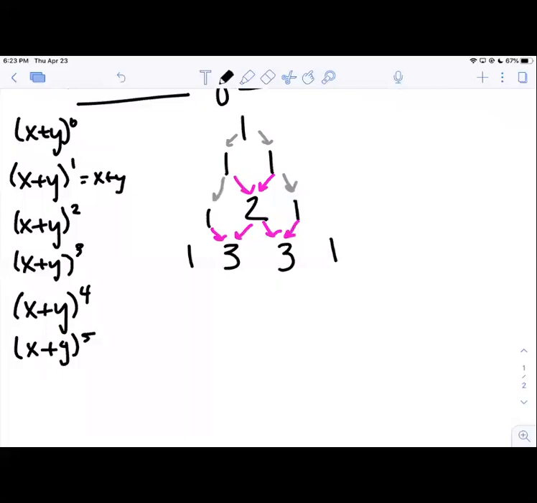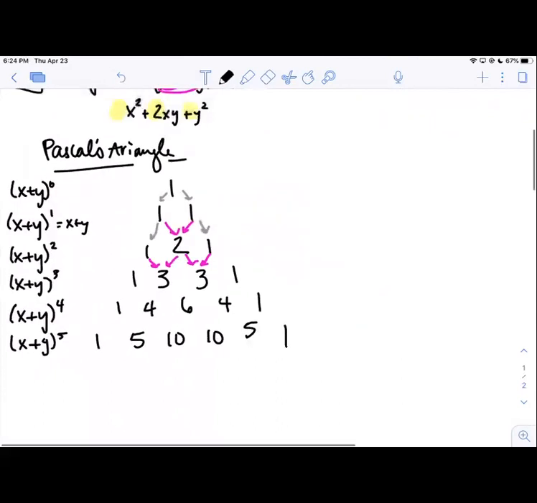Okay, so I have my 1s on the outside. 1 plus 3 is 4, 3 plus 3 is 6, 3 plus 1 is 4. In the last row, the 1s go on the outside. 1 plus 4 is 5, 4 plus 6 is 10, 6 plus 4 is 10, 4 plus 1 is 5. So all of these coefficients are binomial coefficients that go when we expand out x plus y to the 5th. And we could keep going forever and forever. This continues on and on, as many exponents as we want.